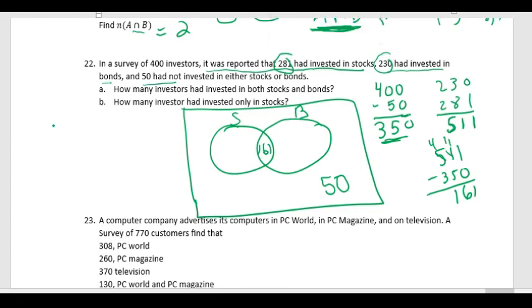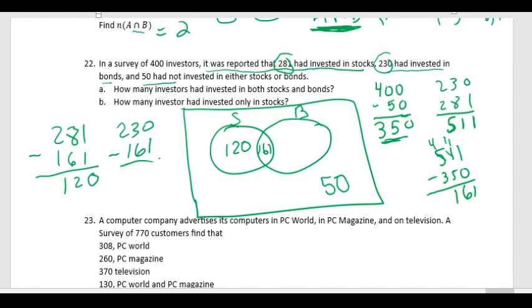So if we look at stocks, 281 people invested in stocks, but we know 161 invested in both. So we're going to have 120 that did only stocks. And for bonds, 230 invested in bonds, but 161 were already reported. So if we subtract, we get 69.